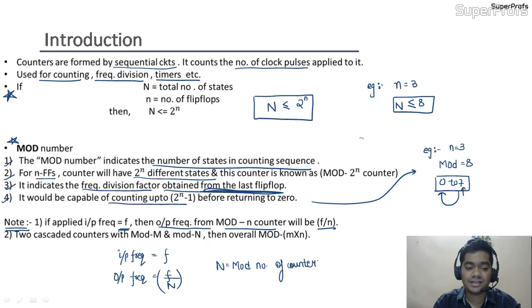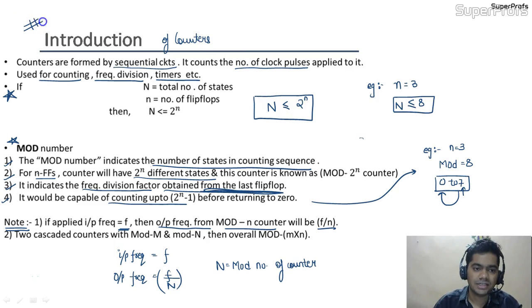And if there are 2 cascaded counters with mod m and n, then the overall mod would be m into n. So this is another note point. Suppose there are 2 counters cascaded with each other, then the total mod would be the multiplication of the individual mods, that is m into n, and the frequency division factor would be, if the input frequency is f, then the output frequency would be f upon m into n. So these are some points related to the introduction of counters.